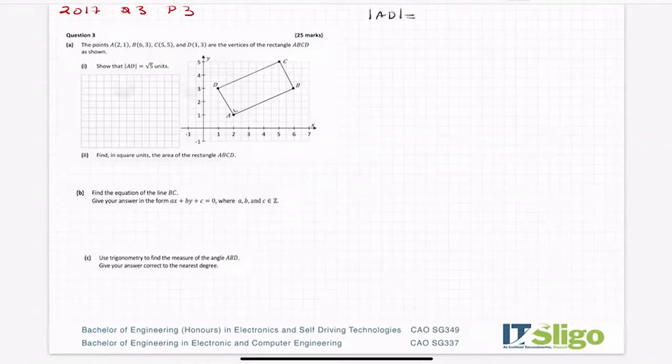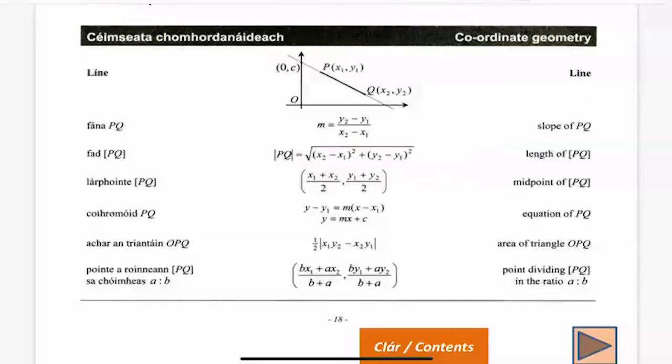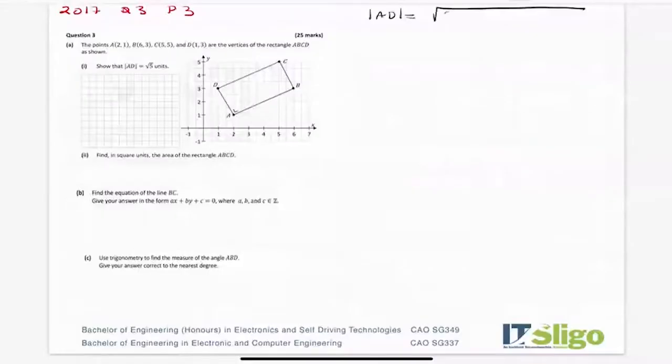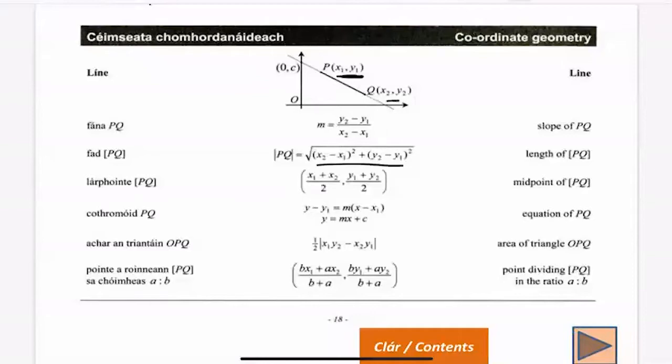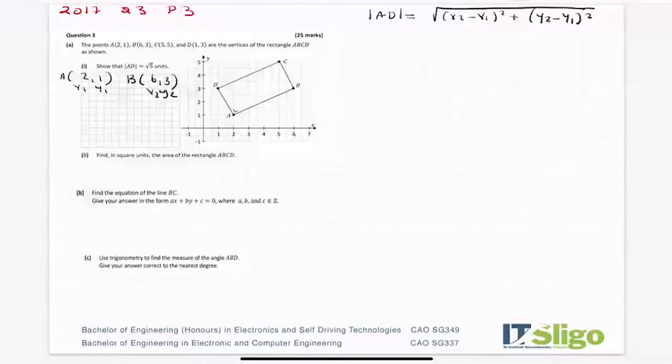So the length of any line is the square root of, and I'm just taking down this formula here, x2 minus x1 all squared plus y2 minus y1 all squared. If it's AD that I am going to get the length of, I will take down the point A, which is 2, 1, label it x1, y1, take down the point B, which is 6, 3, label it x2, y2. If you forget how to label, make sure you use it up here.